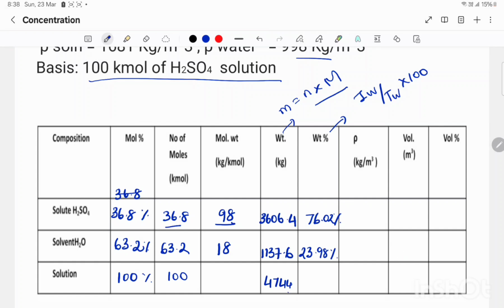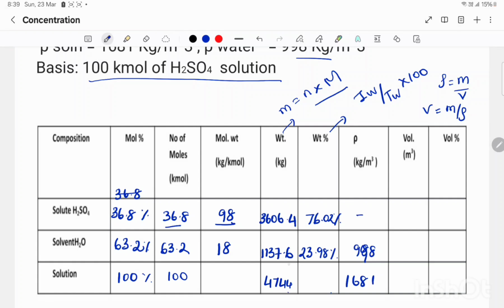In the same way, the density of the solvent water is given as 998, and for the solution it is given as 1681. We know the formula: density is equal to mass by volume. So from this, volume is equal to mass by density. We cannot find it for the solute, as its density is not given. So first let us find it for the solvent.